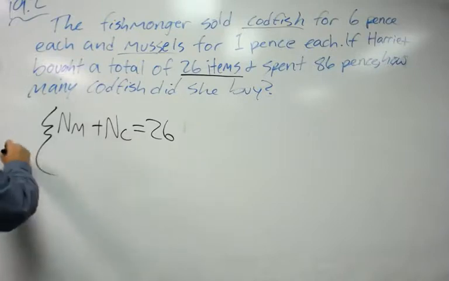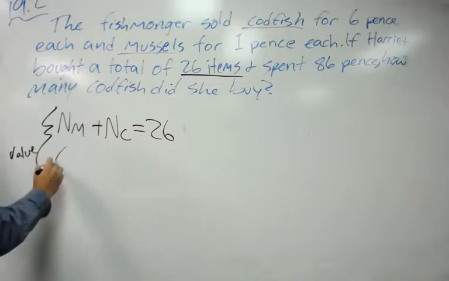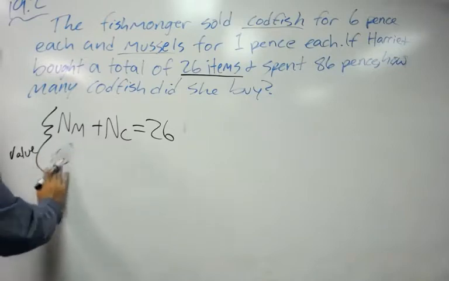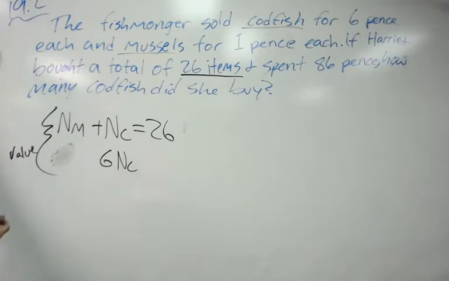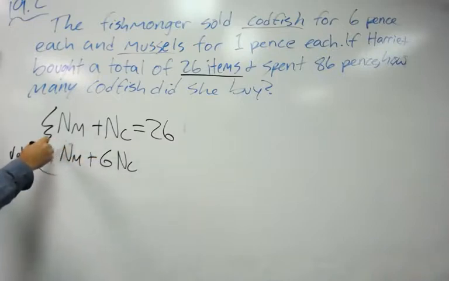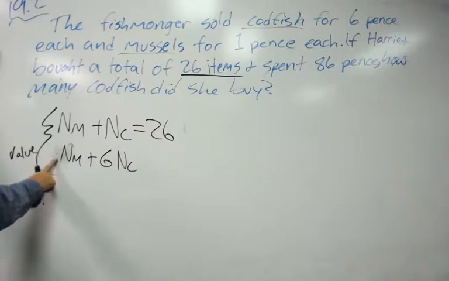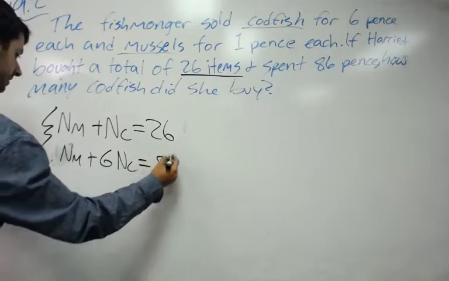The bottom is referring to the value. So we've got to look at the value. What is the value? It says he sold codfish for 6 pence. So if codfish are 6 pence, we could say 6 times the number of codfish. That's the value of the codfish. And the mussels were 1 pence. So I can just write, I don't have to write a 1, the 1 would be implied. I can leave it like that. And it equals 86. 86 is your value.